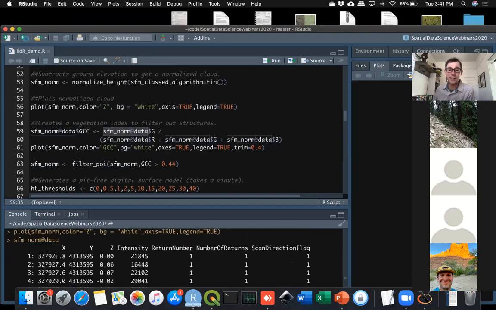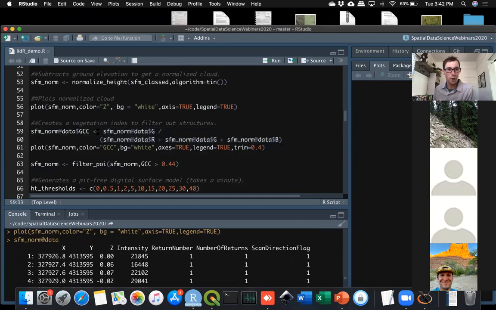This is essentially just a data frame, right? So we can use all the different tools that we already know how to use with data frames for this point cloud data. So in this case, I'm just making a new variable, GCC, that is a mathematical transformation of 3 of those other bands.